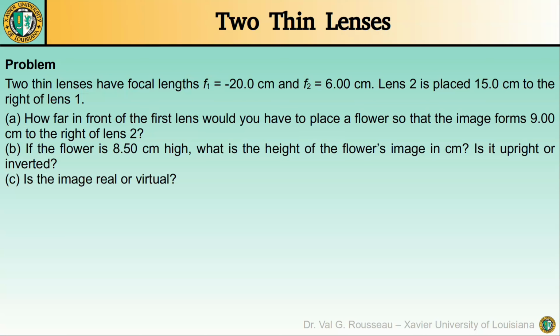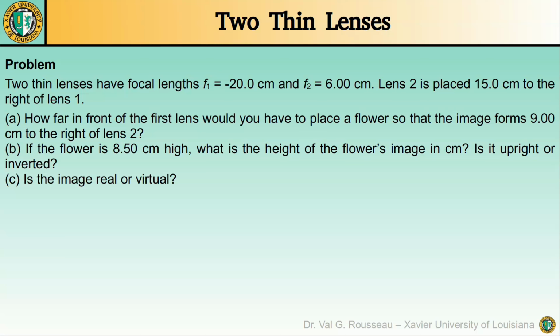Question A. How far in front of the first lens does a flower need to be placed so that the image forms 9 centimeters to the right of lens 2? Question B. What is the height of the image if the flower is 8.5 centimeters high, and is the image upright or inverted? Question C. Is the image real or virtual? So, we are going to solve the problem analytically, and at the end we'll check our answers by constructing a ray diagram.